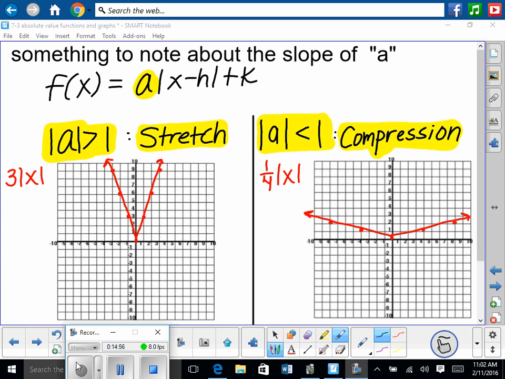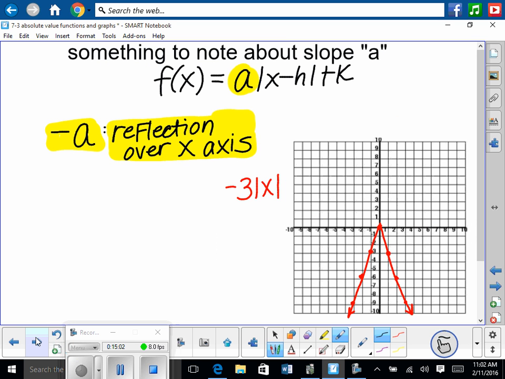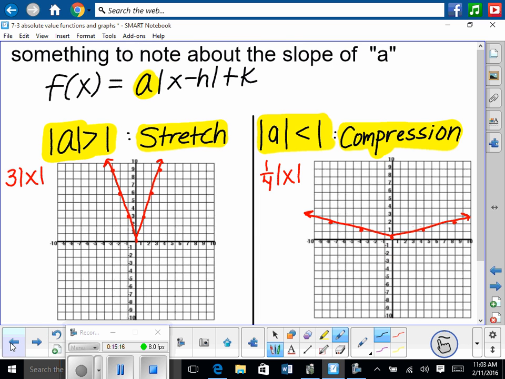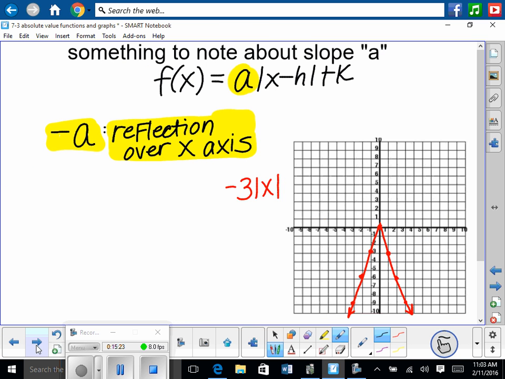Now, once again, you always have to look at the absolute value of a. So we're always looking at the positive answer. That's because the negative in front simply reflects your function over the x-axis. Some people will get in the zone and say, oh, but -3 is less than 1, and you said that if it's less than 1, it's a compression. Wrong. You look at the absolute value of a. So even if it's -3, it's still a stretch.